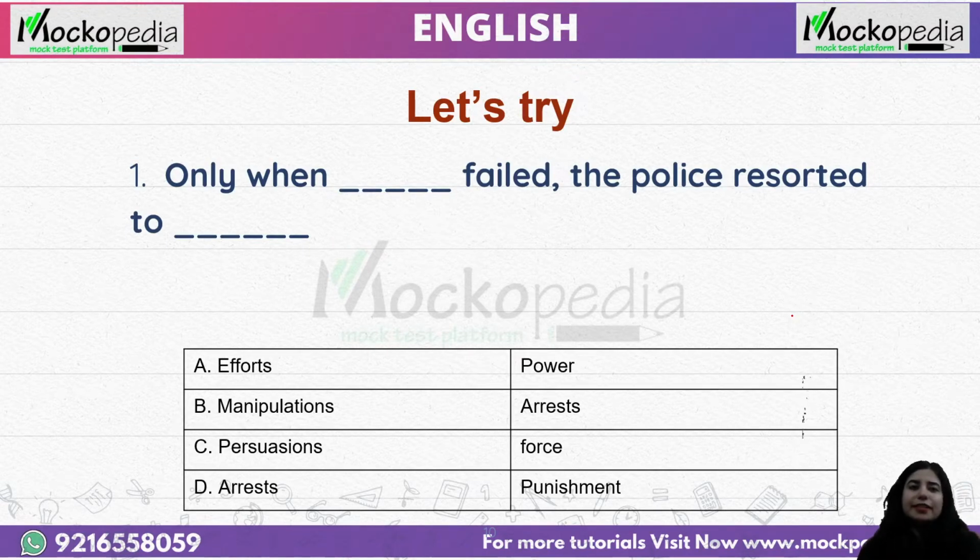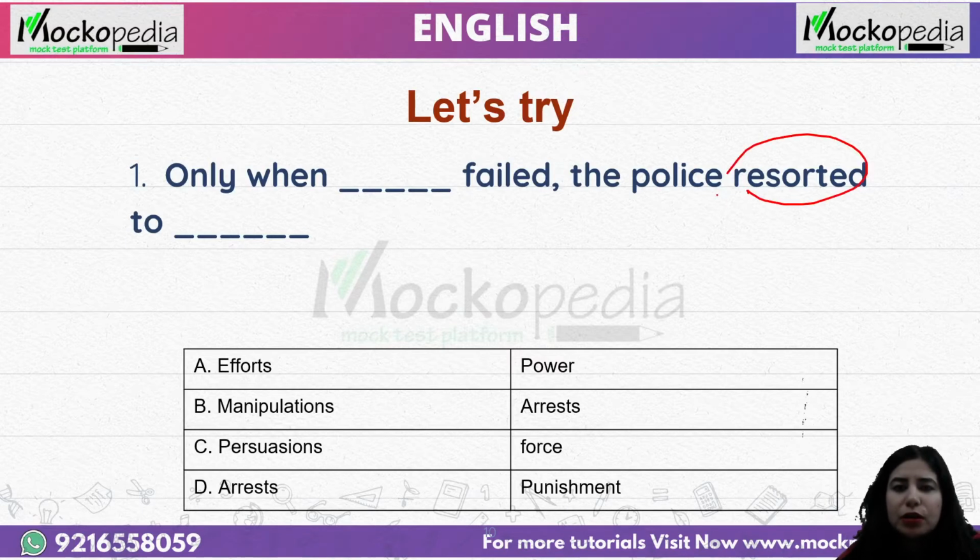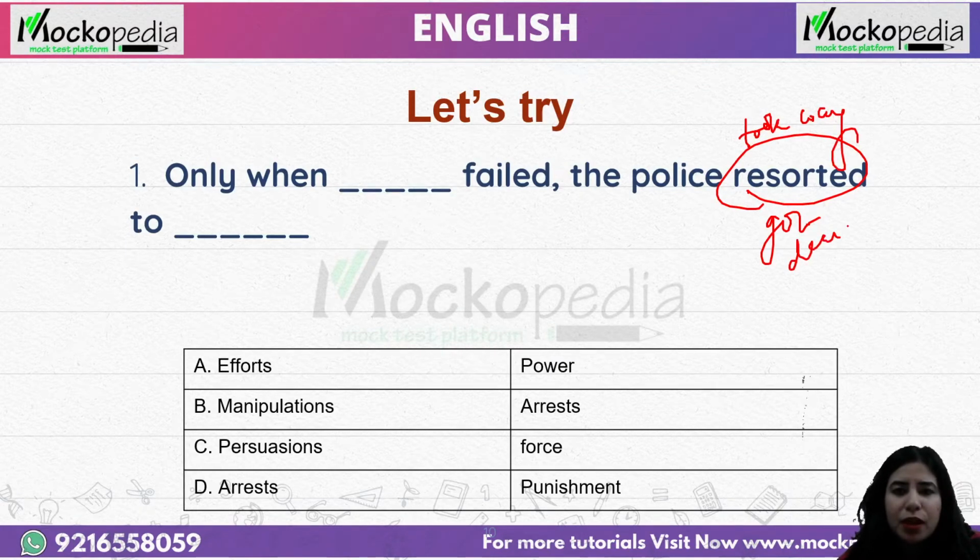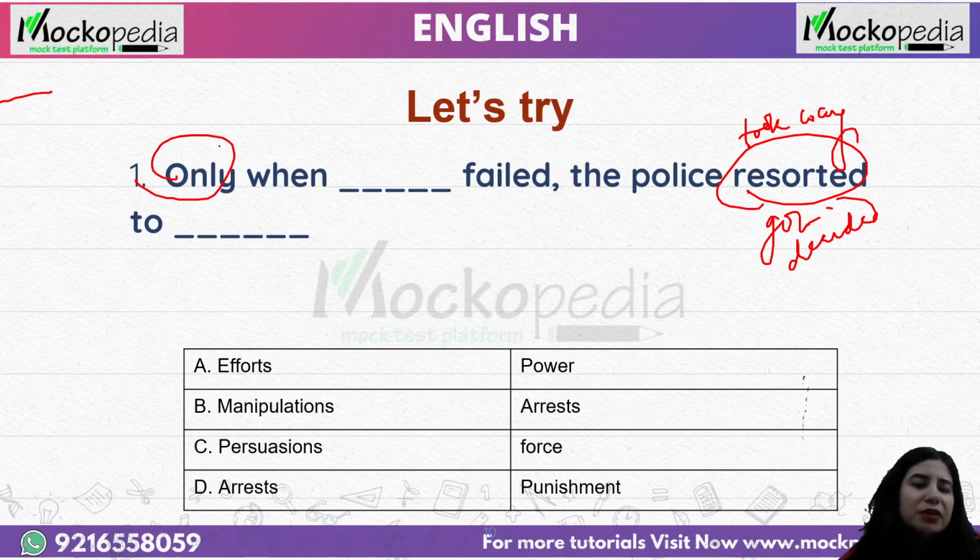So let's start the discussion. Only when dash failed, the police resorted to. So what is resorted? Police got to, right? Took recourse to, or decided to. So you can see there is this transition, only. So that means earlier there was something easy done. Like if I give you a similar statement: only when reasoning failed, father decided to scold his son. Right? So an extreme measure would come only when the first one, which is not extreme, is taken, right?